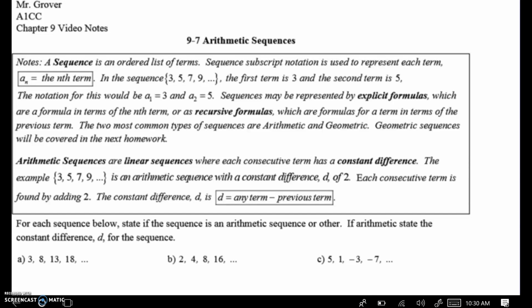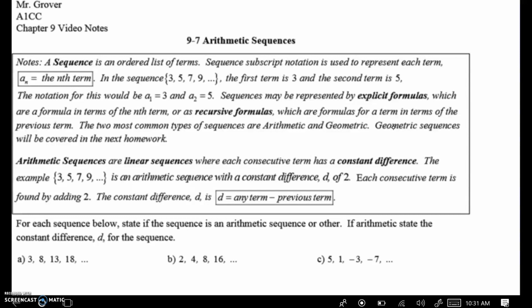Algebra 1, Common Core, Unit 9, Section 7, Arithmetic Sequences. So a couple of important notes here, but I want to mention that this is coming shortly after we spent a lot of time discussing linear and exponential functions. And we're now getting into sequences, and we're going to use terms like arithmetic and geometric sequences, but at their core, they're really just linear and exponential sequences.